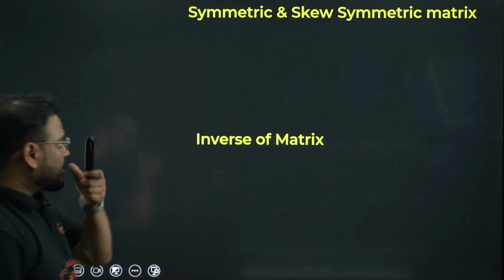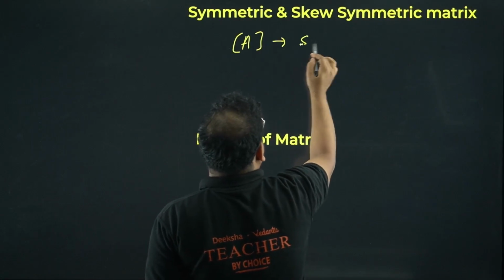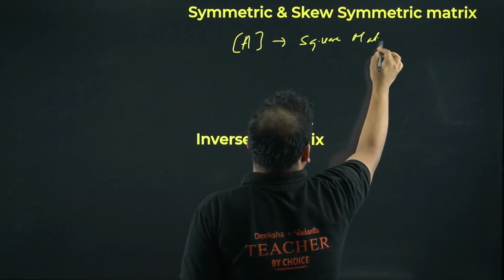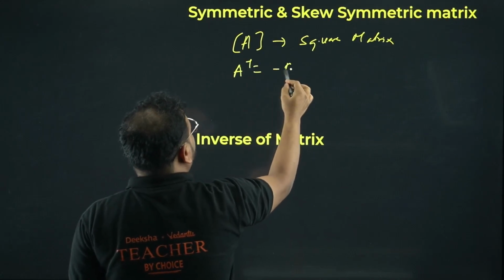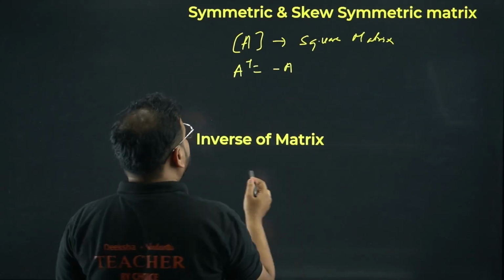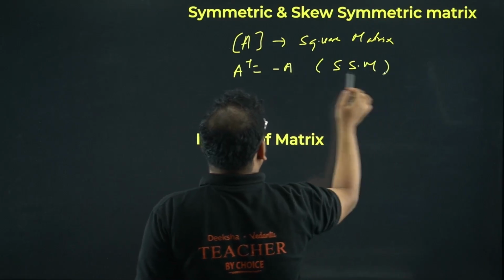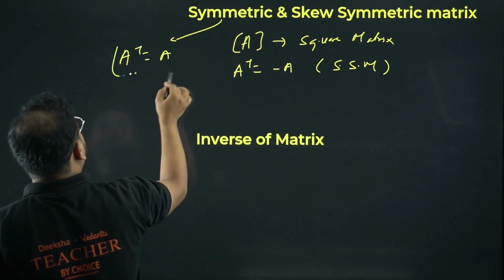Moving on, symmetric and skew symmetric matrices are very simple. If I have a matrix, of course this is valid for only a square matrix, only square matrix. Okay, so you get A transpose equals minus A. This will be your skew symmetric matrix. Okay, this is for skew symmetric matrix, and for symmetric, what we have is A transpose equals A. Please check.